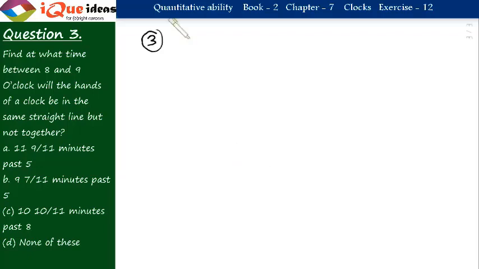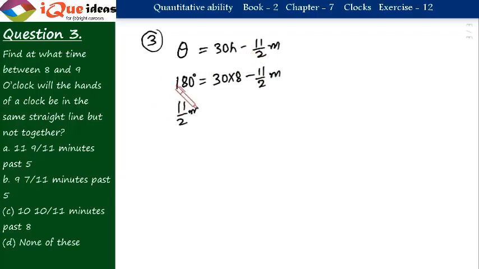So if they're opposite, the angle between them would be 180 degrees. So we still apply the same formula, theta equals 30h minus 11 by 2 m, and we put 180 degrees in place of theta. And we take the h value as 8, the smaller one. So 30 into 8 minus 11 by 2 m. So 11 by 2 m on this side, and the other side would be 30 into 8, which is 240, minus 180, which is equal to 60.